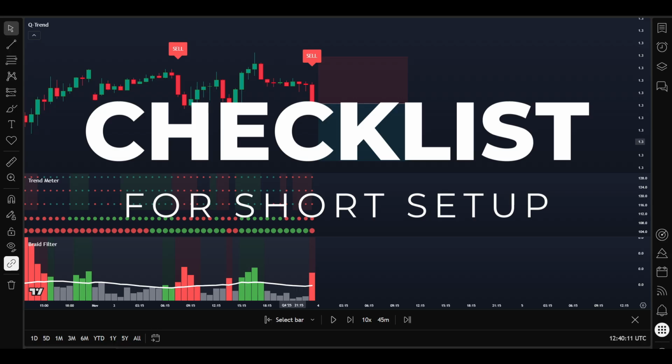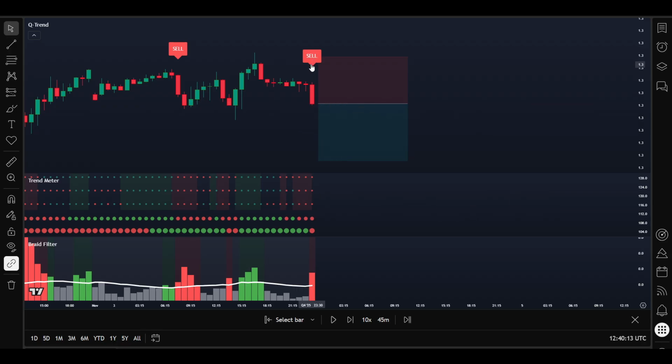Short setup checklist. First, trigger. QTrend prints a sell or a strong sell on a closed candle. Second, strength. On that same candle, the trend meter shows at least 5 red dots. Third, participation. On that same candle, the braid filter bar is red and it closes above its white average.